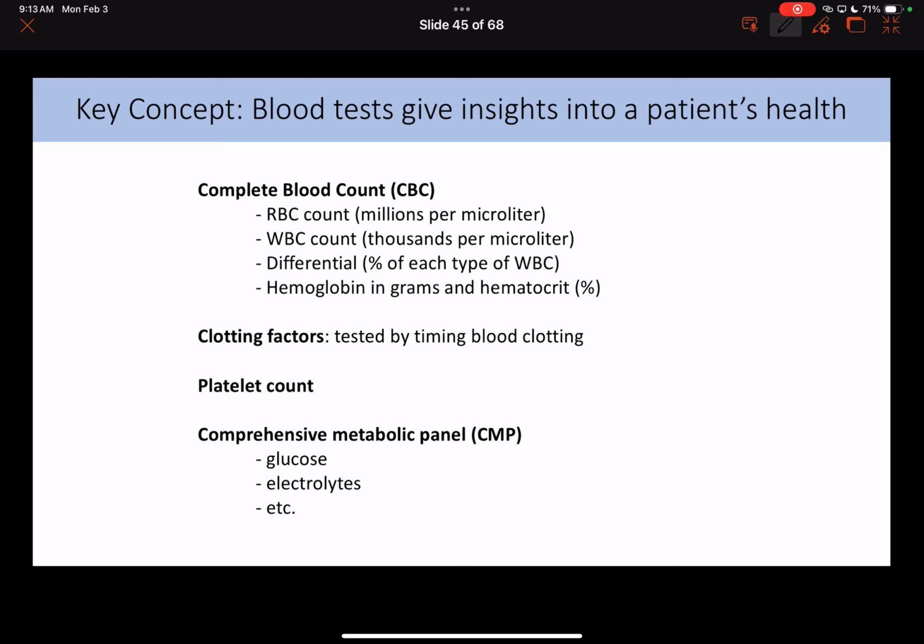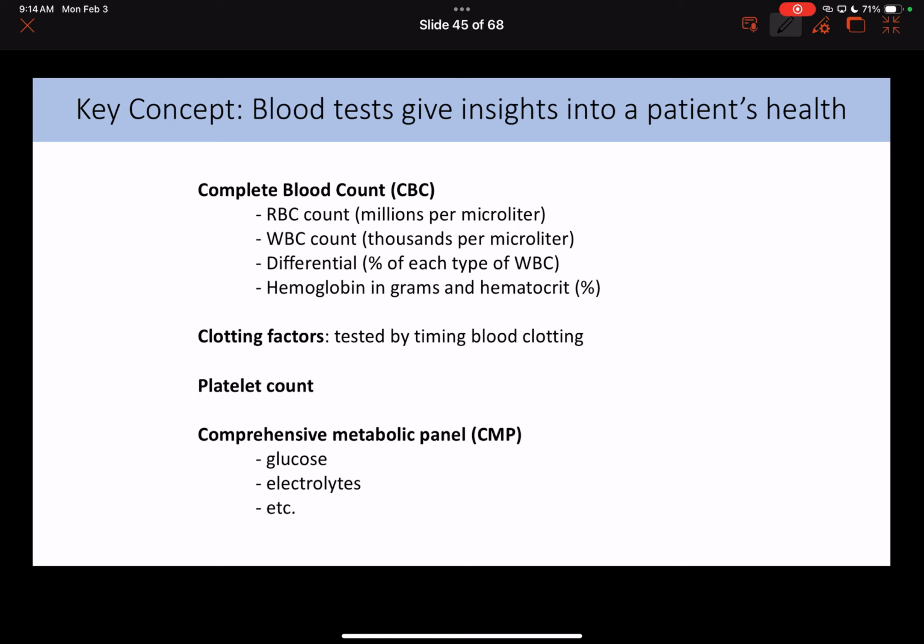And then different blood tests that can be done are going to be a complete blood cell count, which is going to include your red blood cell count in millions per microliter, 5 million for female, 6 million for male. Your white blood cell count, which is in thousands per microliter, so it should be between 5,000 and 11,000 white blood cells per microliter. It'll give a differential, which is going to be the percentage of each one of those blood cell types. And then also to give you your hemoglobin in grams as well as your hematocrit percentage. We can test for clotting factors. This is going to be a time test where they see how fast a clot can form.